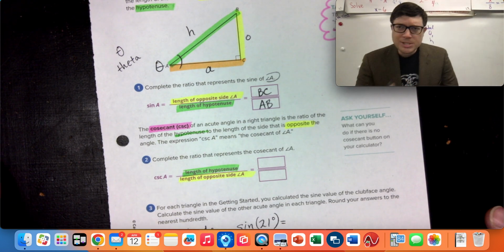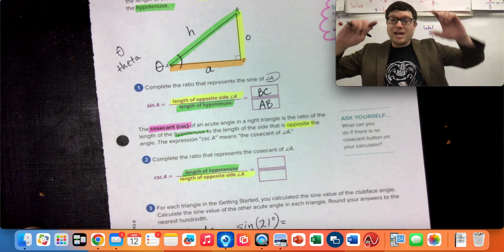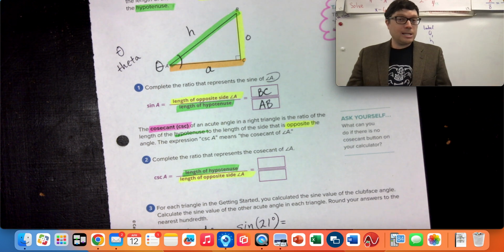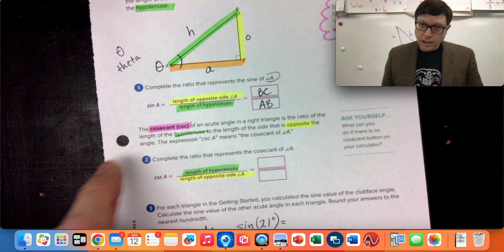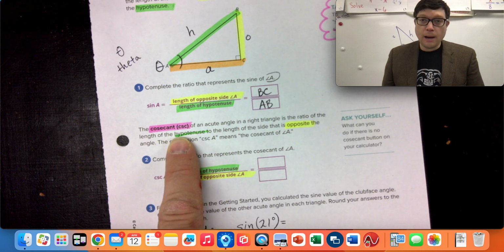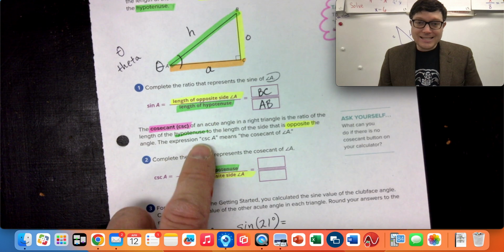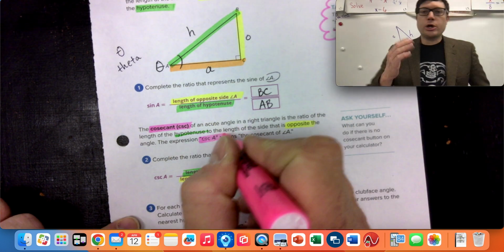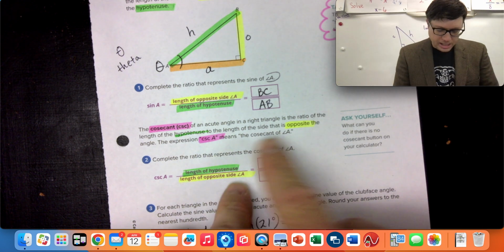Cosecant is the other trig ratio, and cosecant takes the sine ratio and flips it. We could say it's the reciprocal. So cosecant is going to be the ratio of the hypotenuse to the opposite side. And we would write it as CSC A, but we would read it out loud as the cosecant of angle A. Right here, the cosecant of angle A.